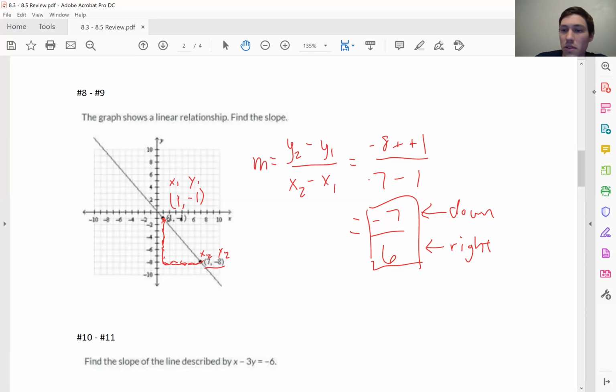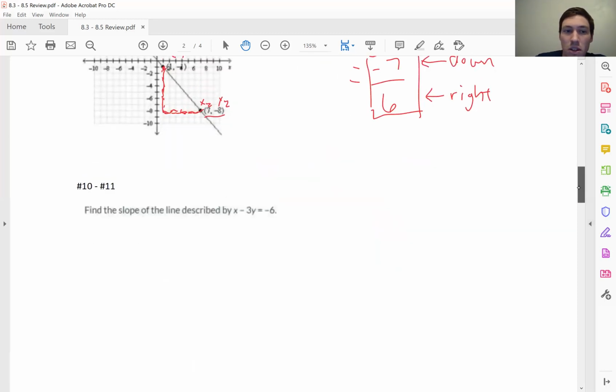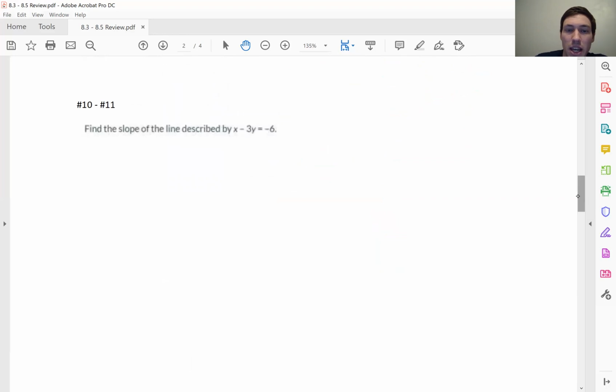Now, next one. It says find the slope of the line described by that equation. So remember, slope-intercept form is y equals mx plus b. The reason why I call it slope-intercept form is because m represents slope, b represents the y-intercept. So if I get this solved for y, I can figure out what the slope is because it'll be what's in front of x. So I'm going to do that.